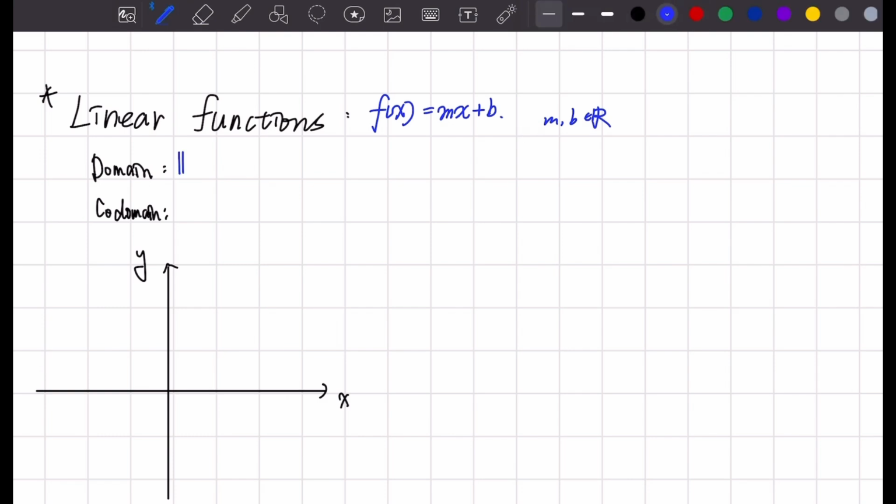And in the coordinate system, the graph of the linear function, as you can see from the name, is a line, except for a vertical line. So we can draw this function y equals mx plus b like this, for example. The y-intercept, which is f(0), is equal to b. So this point is (0, b). And the x-intercept is (-b/m, 0). This is x when mx plus b equals 0.